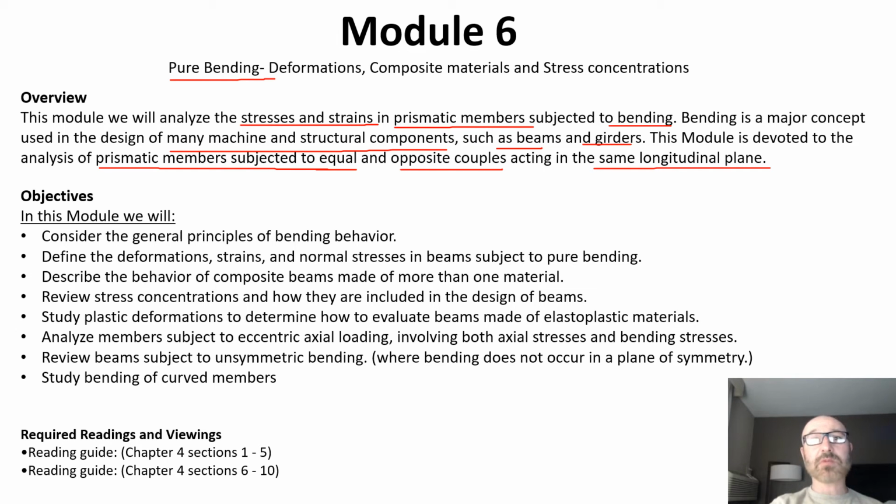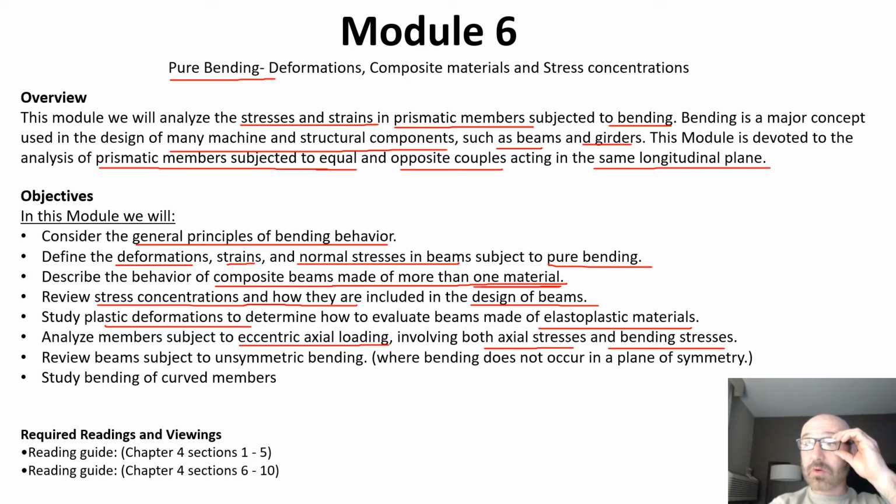So some objectives for this module: we're going to consider the general principles of bending behavior. Then we're also going to define deformations, strains, and normal stresses in beams that are subject to this pure bending. From there, we're also going to describe the behavior of composite beams made of more than one material. That's the reality, a little bit more practical application. It's not always just going to be one type of material, so we'll talk about these composites. From there, we're going to review stress concentrations and how they are included in the design of beams. Then we'll study the plastic deformations, and with that, we're going to determine how to evaluate beams made of elastoplastic materials. Then we're going to analyze the members subject to eccentric axial loading involving both axial stresses and bending stresses.